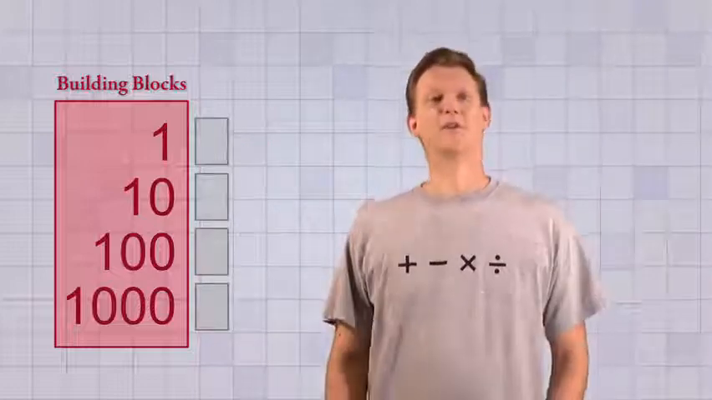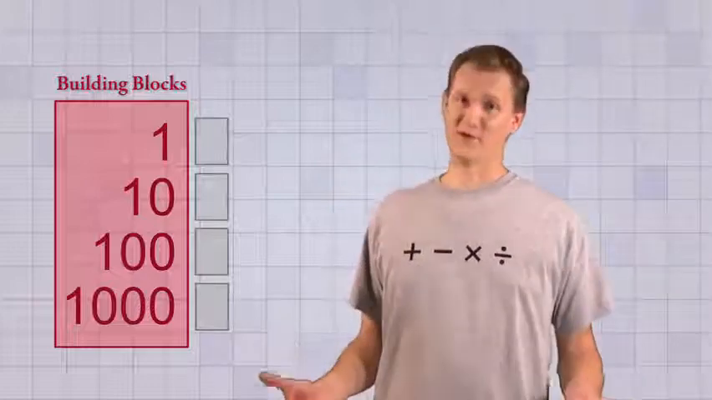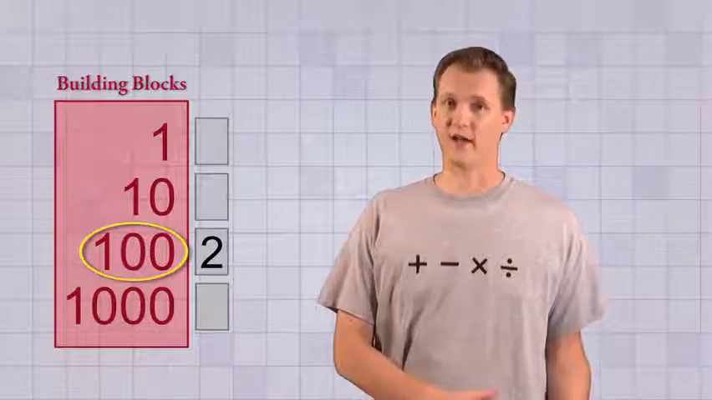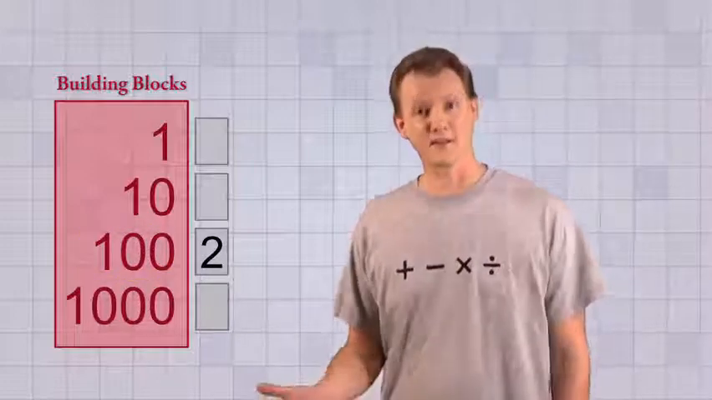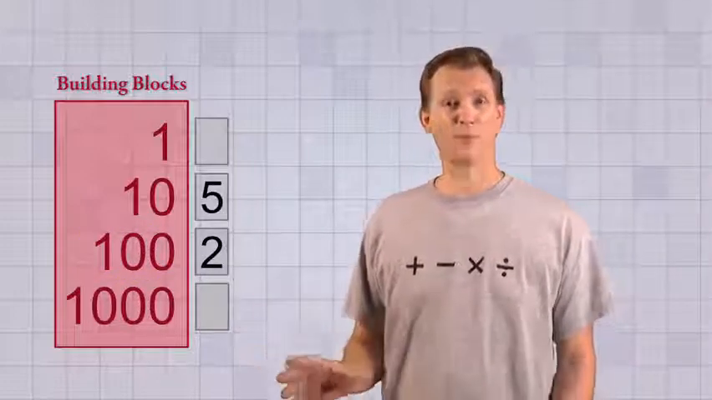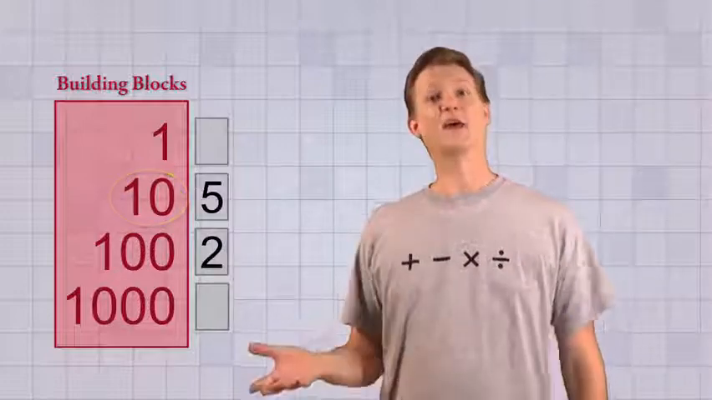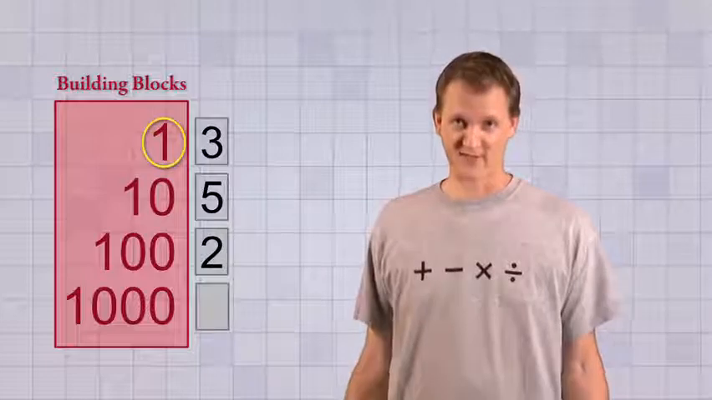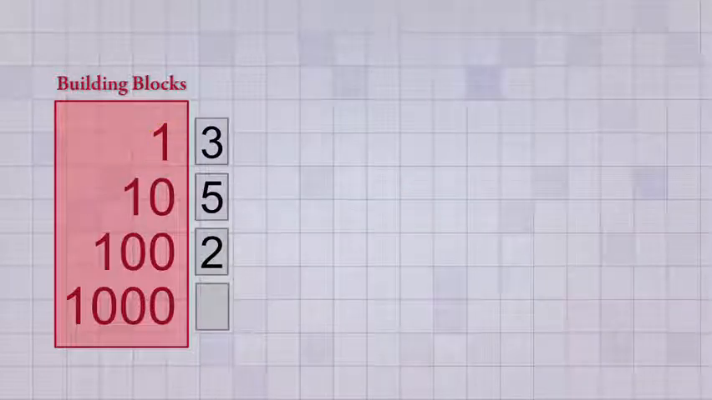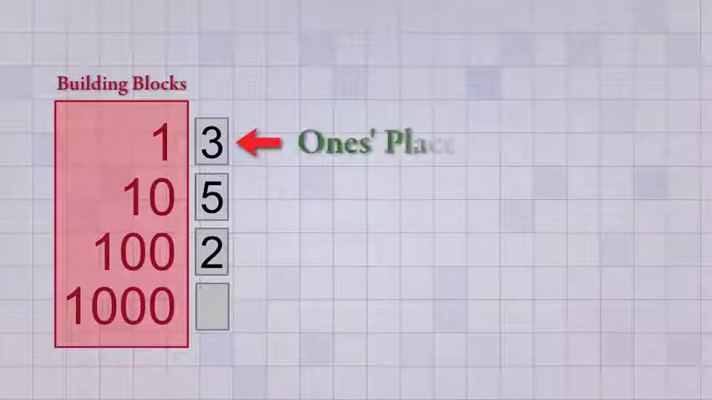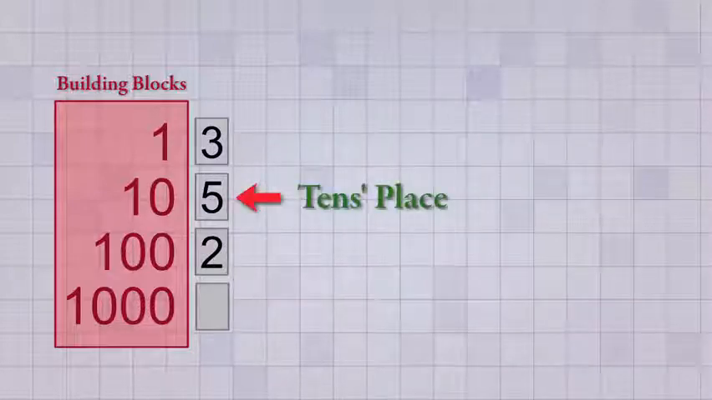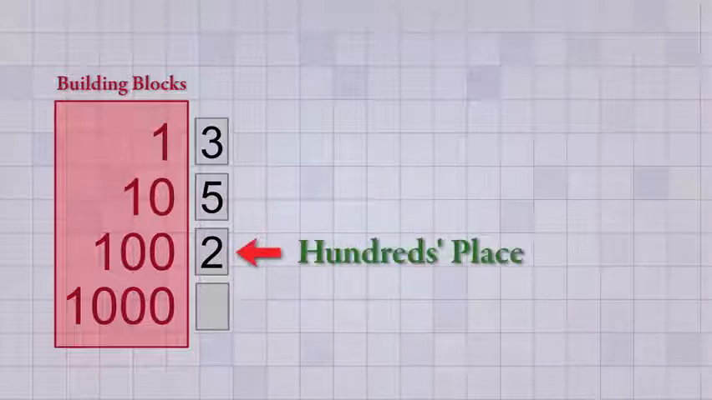For example, let's say I have 2 hundreds. Well, then I just put a 2 in the number place that counts how many hundreds I have. And let's say I have 5 tens. Well, then I put a 5 in the number place that counts tens. And I also have 3 ones. So I put a 3 in the number place that counts ones. Each number place is named for the building block it counts. For example, this number place is called the ones place because it counts ones. This is the tens place because it counts tens. And the hundreds place counts hundreds.